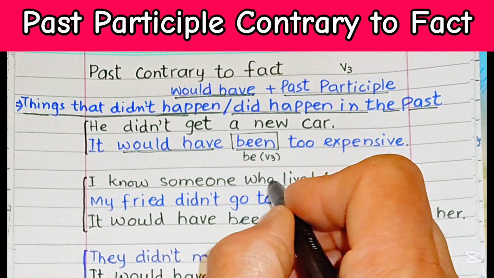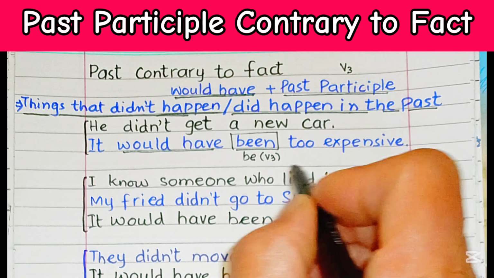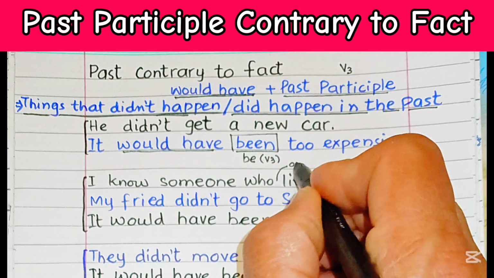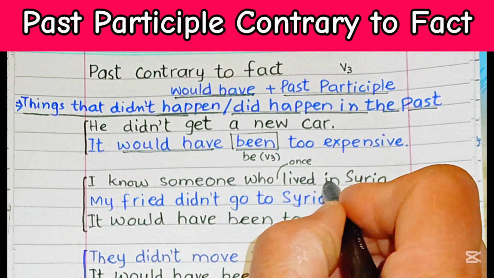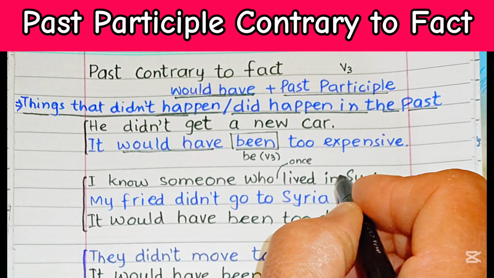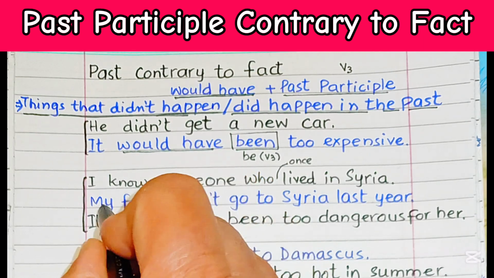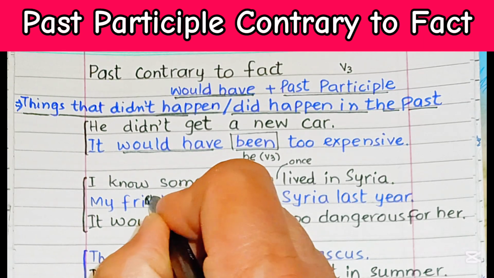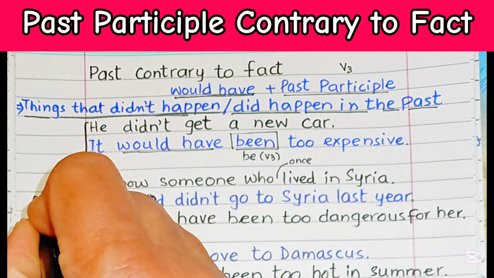I know someone who lived in Syria. Or it may be written like, I know someone who once lived in Syria. We may write once over here. I know someone who once lived in Syria and she wanted to go back, but my friend, write N over here, that was missing. My friend, the right spelling is F-R-I-E-N-D. Sorry for this overwriting.